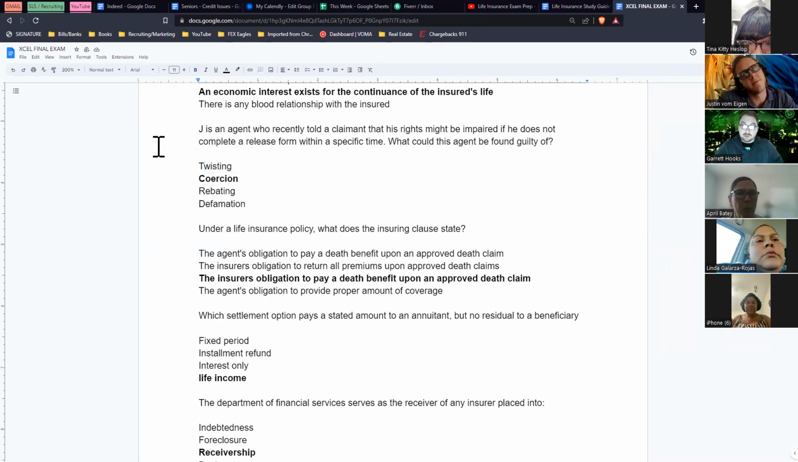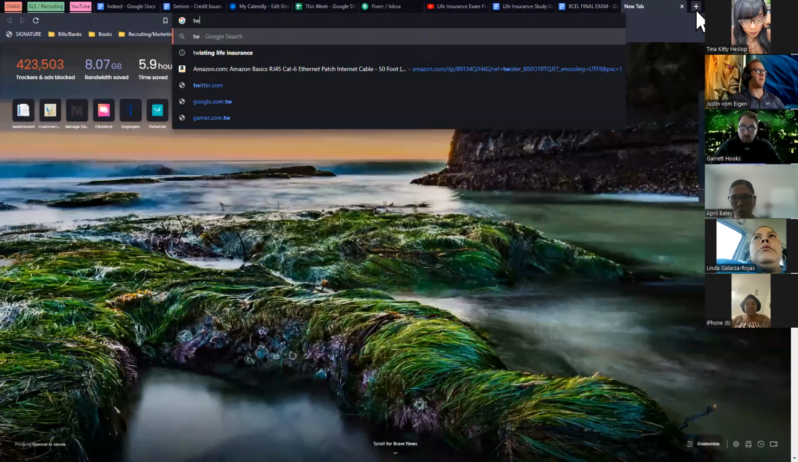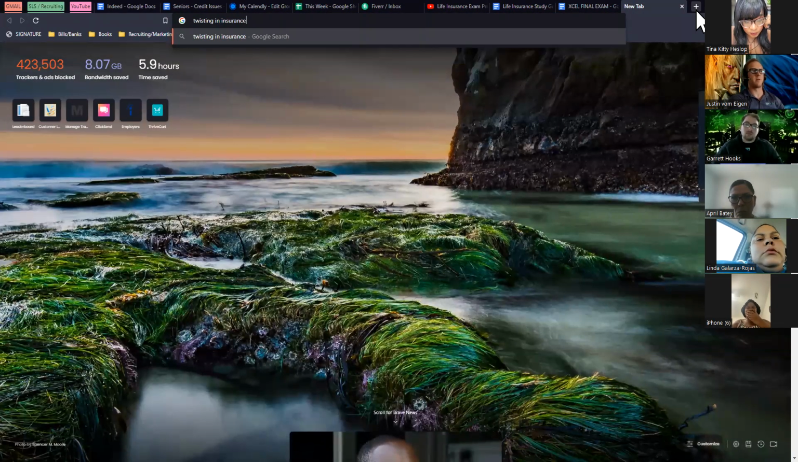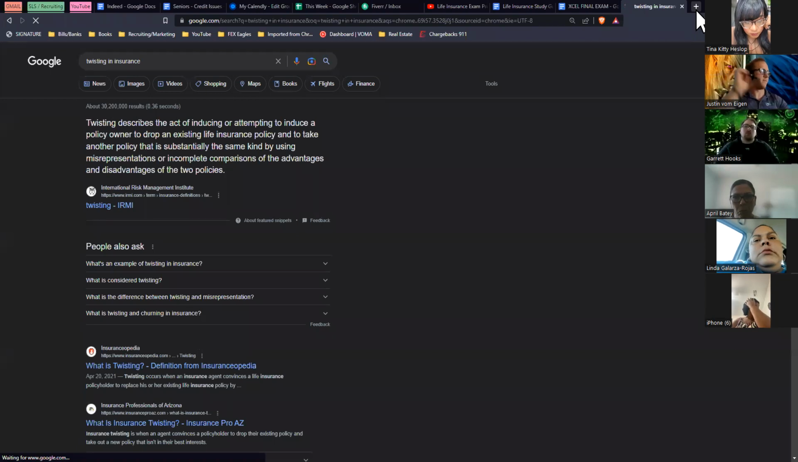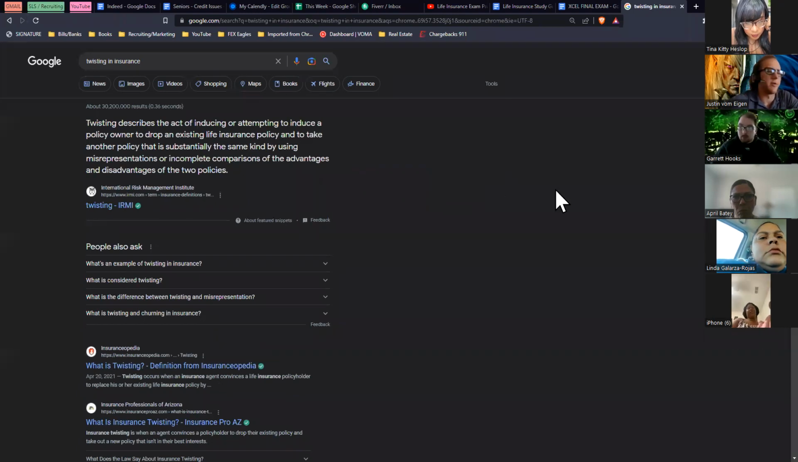So twisting. Anybody remember what twisting is? I still get twisting and coercion, and the other one. I always get those three confused. I finally figured out what rebating was when we discussed it, I think on a Zoom call a couple days ago. But twisting, coercion, and the other one, because I think they're similar. Yeah, so we'll look it up. I think I know what it is. Twisting, when you try to make... Churning. That's what it was. Twisting and churning. I couldn't figure the word out. It's similar. Okay, LeGrand, what were you saying?